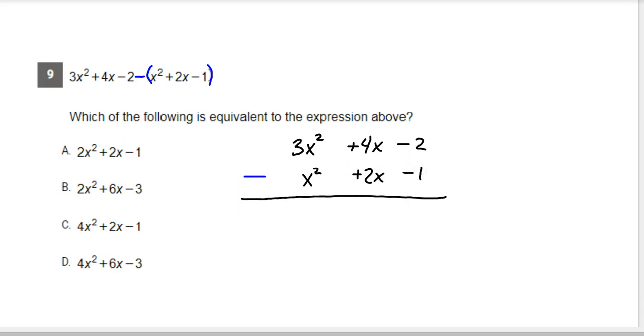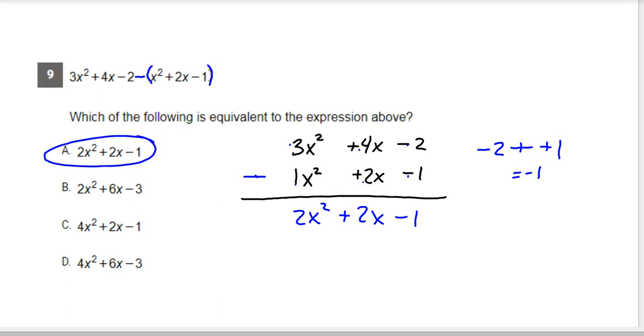And some kids just see it better this way. So I'm going to go through and show you this method. So I do 3 subtract 1, which is 2x squared. And then I have +4 take away +2. So that's plus 2x. I've got to be careful here. -2 take away -1. Well, take away a negative is really add. And that comes out to be a -1. And I'll get the same answer that way.